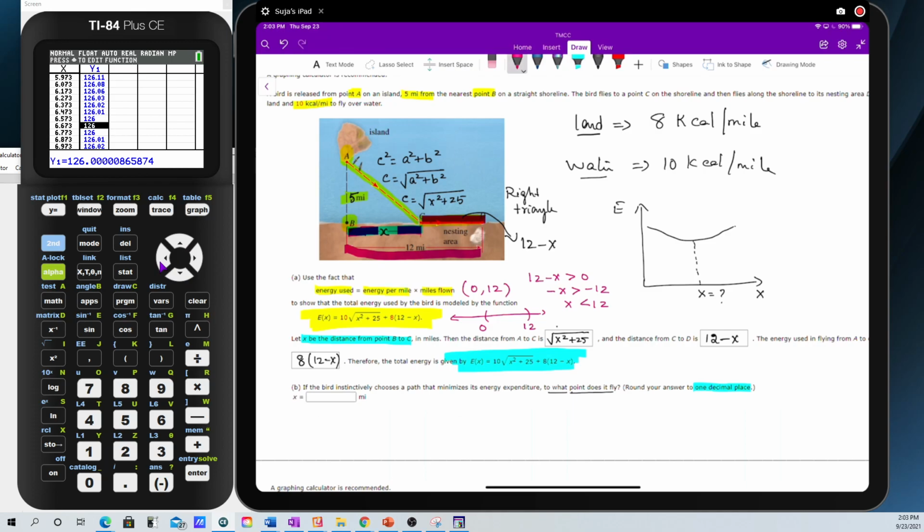So if I have to graph this, I would say the smallest value is x is 6.673 comma 126. That is the smallest value that I can get. Okay, and that's the point I was looking for. So the question is, if the bird is choosing the path, what point would it fly. The answer would be, rounding to 1 decimal place, 6.7 miles. Okay, I hope you understood this.